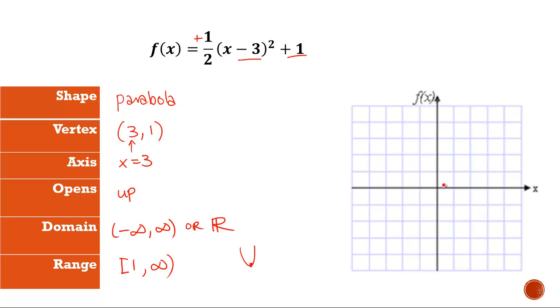So the vertex is (3, 1), and it opens up. However, it is altered in shape. All of the points from the regular parabola are being halved. So instead of going 1, 1, it's going 1, 1/2. 2, 4 is going to 2, 2, and so on. So that kind of determines the shape. If you know your standard shape, then you can alter it easily.